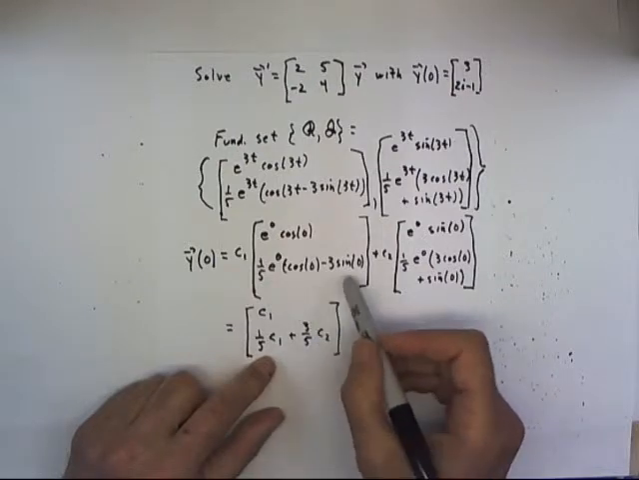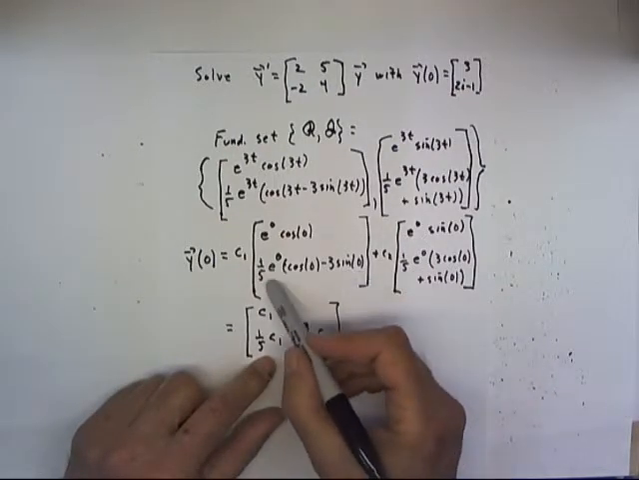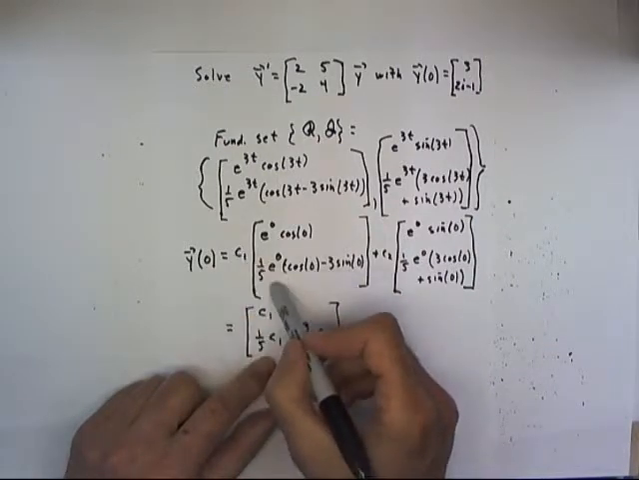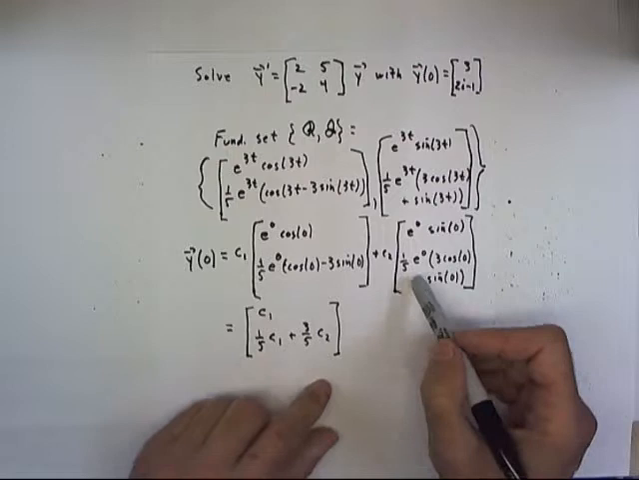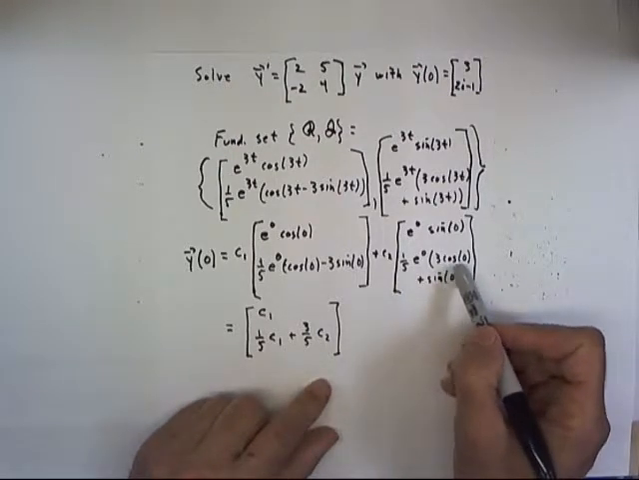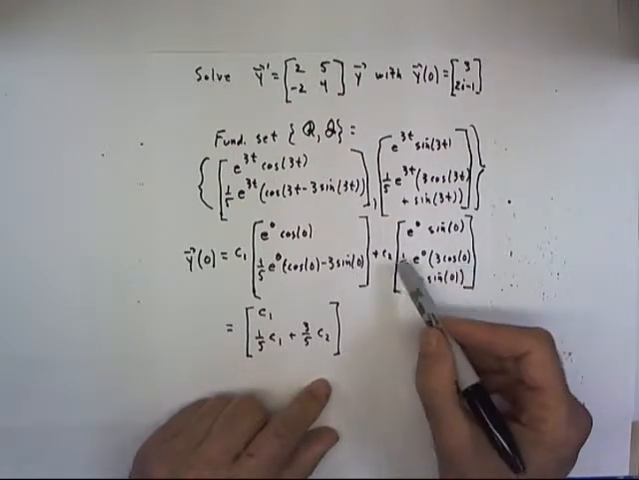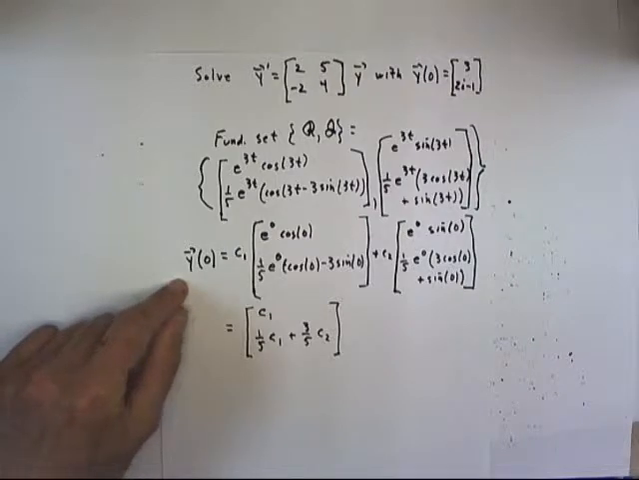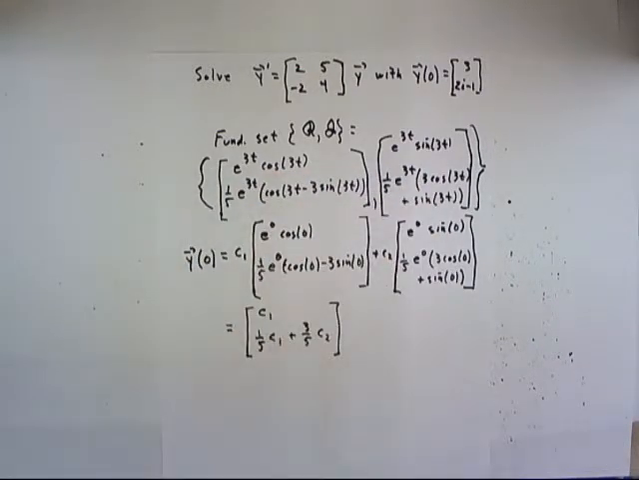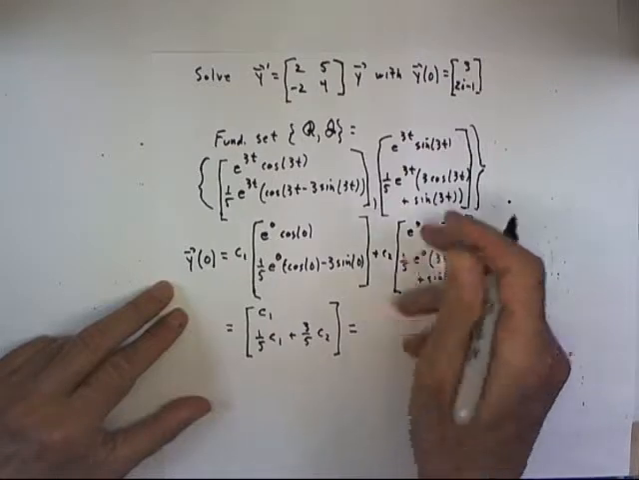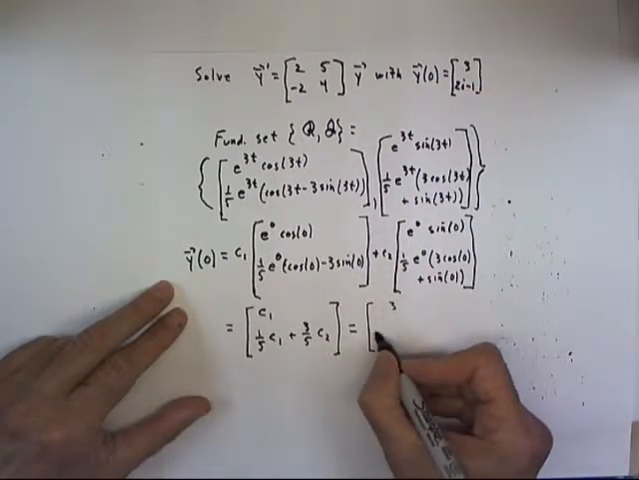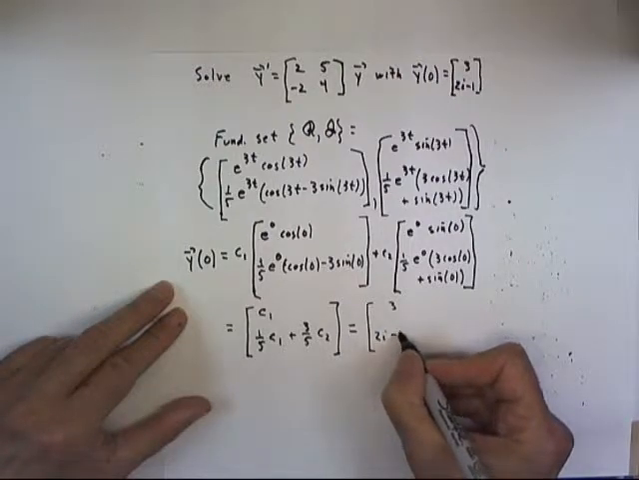Plugging in zeros here, the sine of 0 is going to be 0, e to the 0 is 1, cosine of 0 is 1. We just get 1/5 times the c1, and over here we get 1/5 times 3 cosine of 0, which is going to be 3/5, and that's 3/5 of c2 when multiplied through by our constant. So that's our expression for y of 0 in terms of this fundamental set, and by our assumed initial condition, that has to equal 3, 2i minus 1.